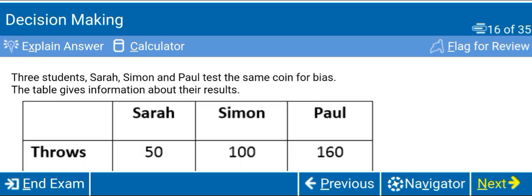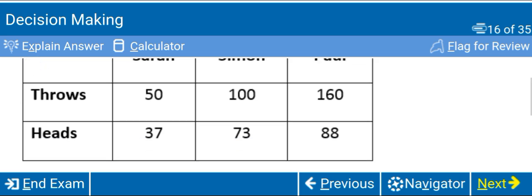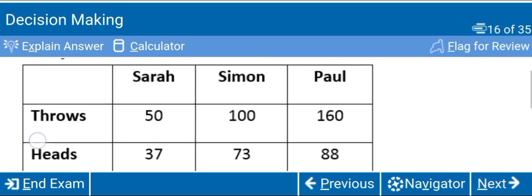Now we have a next question, that is question number 16. It says 3 students, Sarah, Simon and Paul, test the same coins for bias. The table gives information about their results. Sarah, Simon, Paul, and then we have throws and heads. Sarah has 50 throws and 37 heads. Simon has 100 throws and 73 heads. Paul has 160 throws and 88 heads.